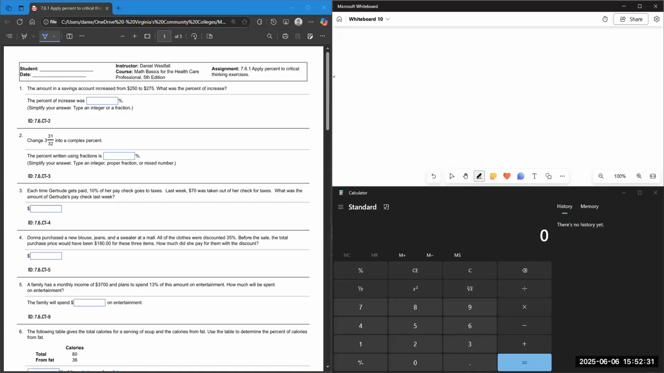Let's look at problem 1. The amount in a savings account increased from $250 to $275. What is the percent increase? So that's going to be (275 minus 250) over 250, and that's equal to P over 100. So this is 25 over 250 equals P over 100. 1/10 equals P over 100. P is equal to 100 over 10. P is 10%.